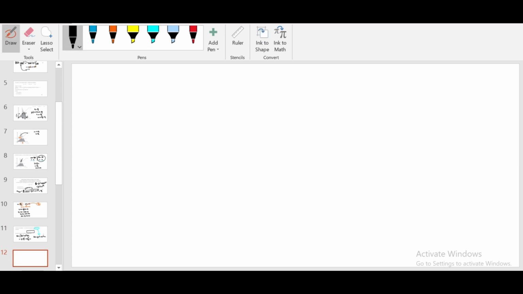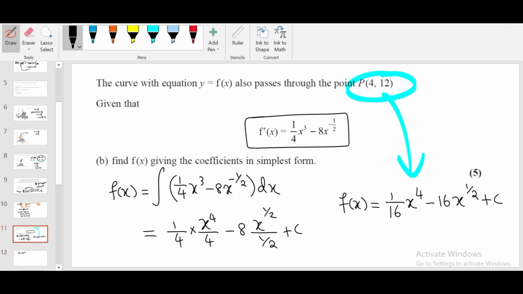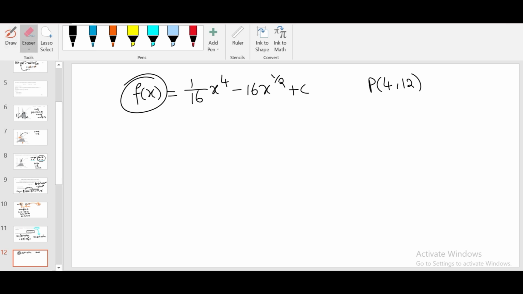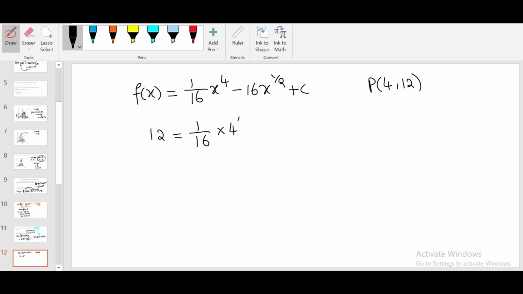I'm going to write the function here. f of x is equal to 1 over 16 x power 4 minus 16 x power half plus c. The point is 4 comma 12. So sub in the point here. f of x is basically y. So replace f of x by 12. 1 over 16 times 4 power 4.